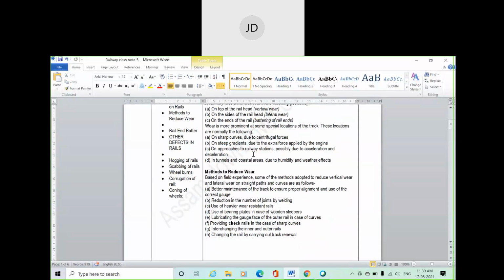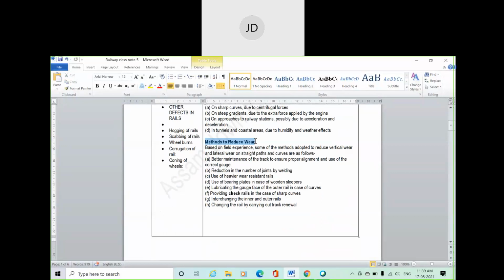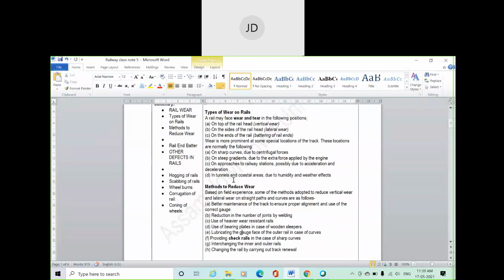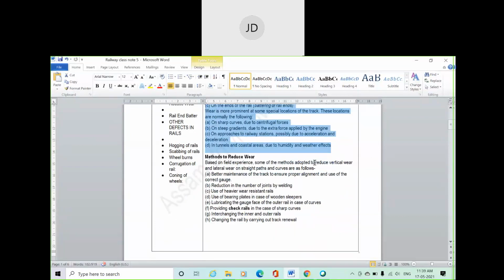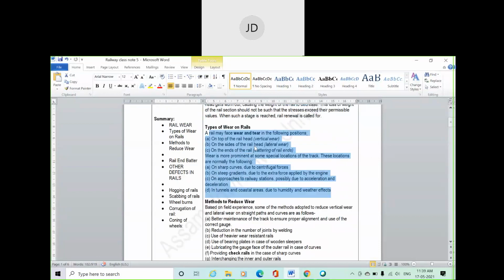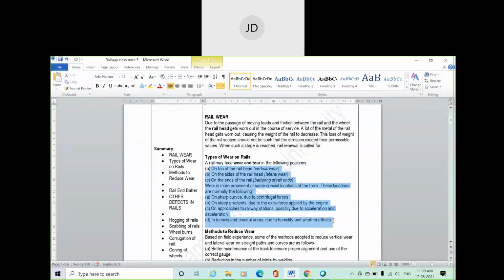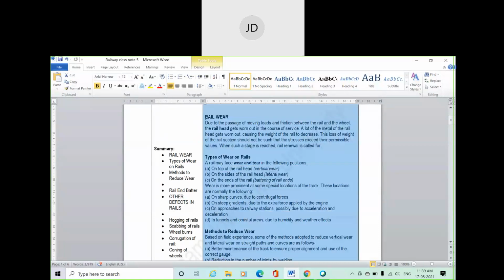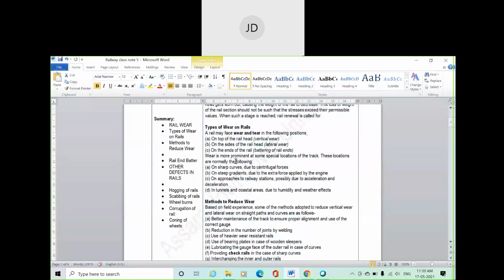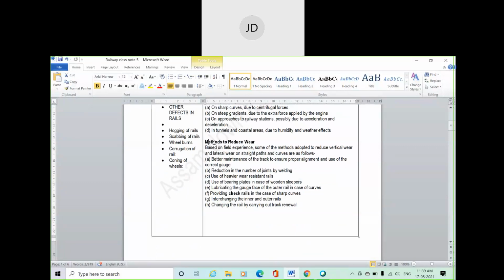And here you can see some methods to reduce wear. Now we have already discussed different types of wear. Again, we're going to discuss different types of wear in detail, but till now it is an overall summary of wear and tear of rail. Anyway, there is some approach that we can adopt to reduce wear of rail. Based on field experience, some of the methods adopted to reduce vertical wear and lateral wear on straight path and curves are as follows.